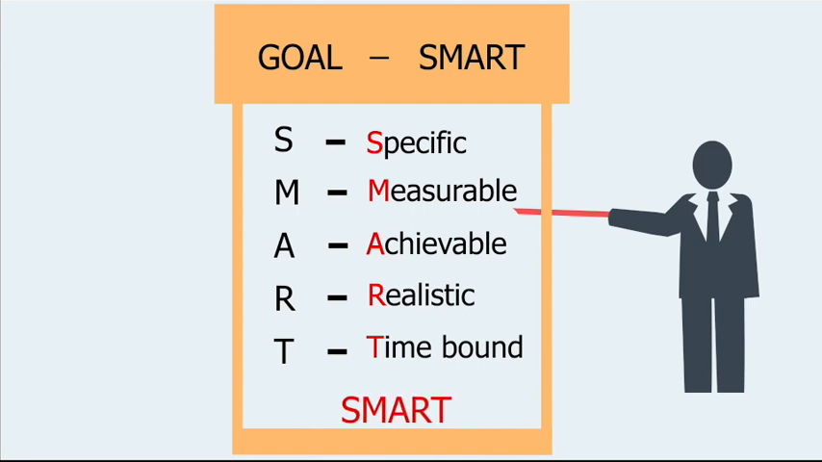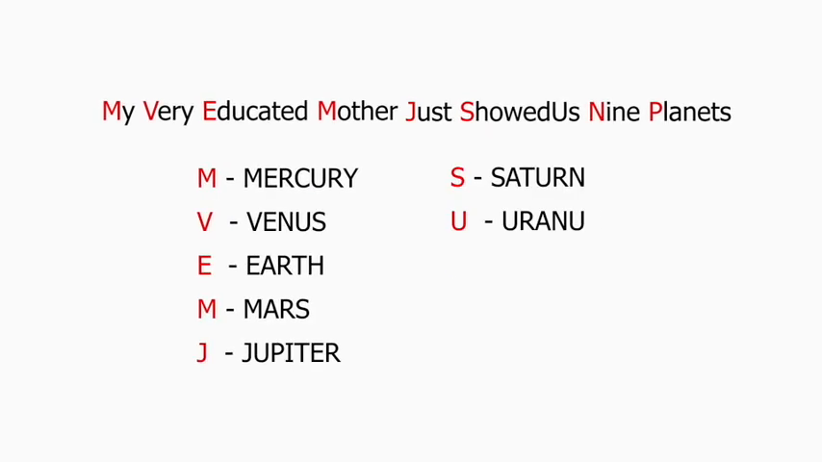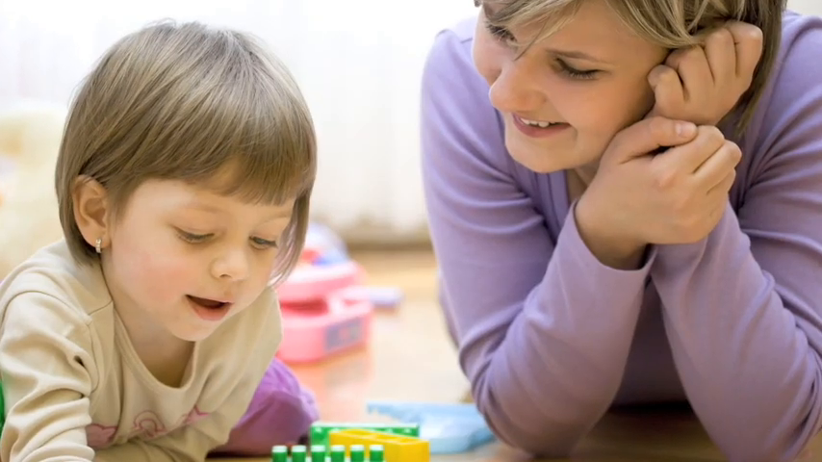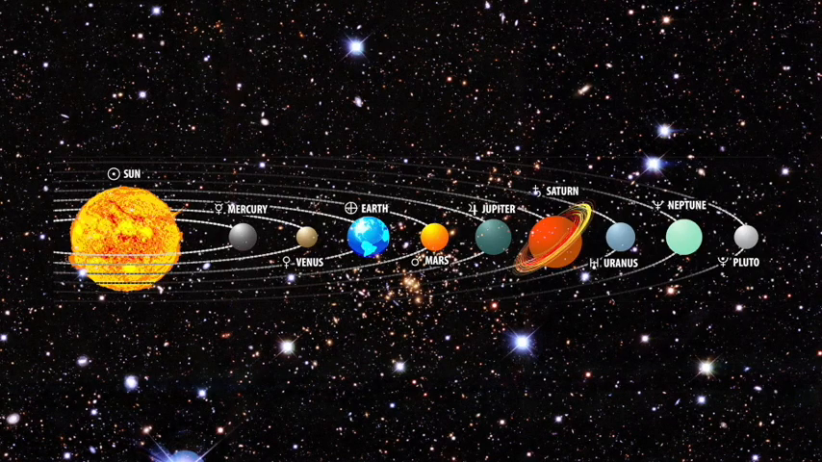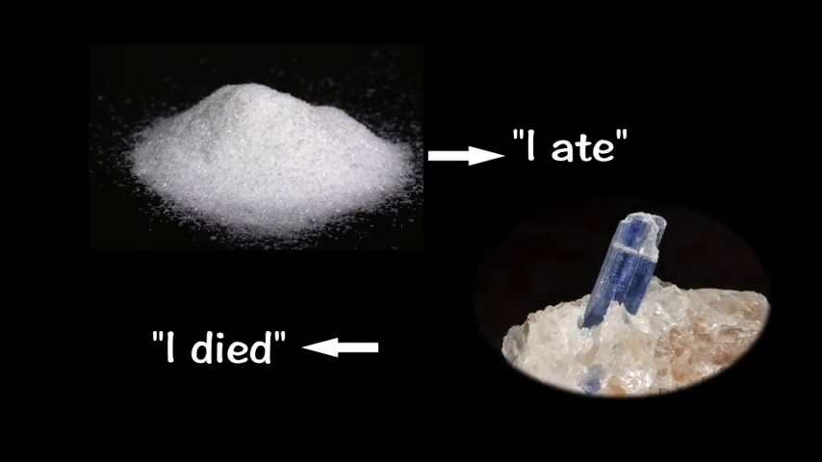One more example to remember nine planets is, my very educated mother just showed us nine planets. You might have heard about this phrase in your childhood. You can recollect the nine planets like Mercury, Venus, Earth, Mars, etc. using this simple phrase. You'd probably prefer your doctor to know the difference between cyanide and cyanide. Cyanide sounds like I ate and cyanide sounds like I died. Cyanide is fatal for humans.